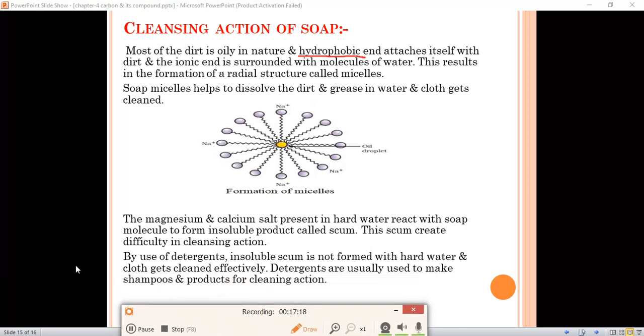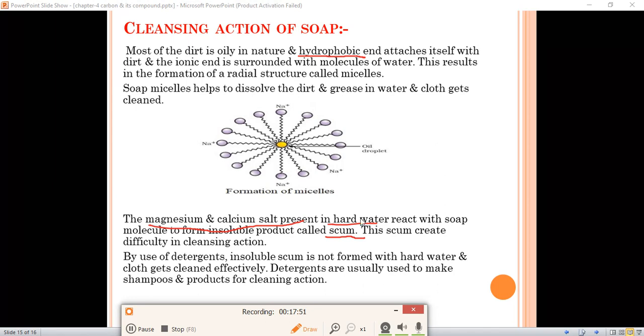The magnesium and calcium salts present in hard water react with soap molecules to form an insoluble product called scum. What are the metals present in hard water? Magnesium and calcium salts. Because of this magnesium and calcium, the water becomes hard. When soap comes in contact with hard water, it will form scum with these magnesium and calcium salts. Scum means it is insoluble in water. It will remain in the water itself. This scum creates difficulty in cleansing action.